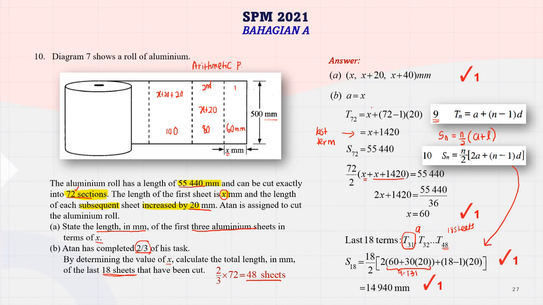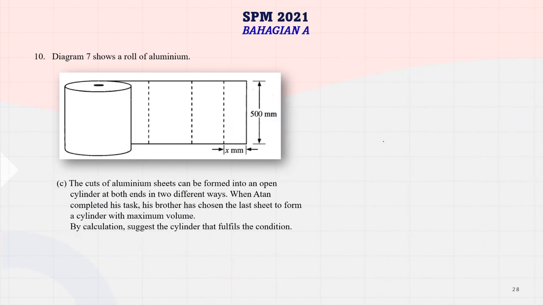Okay, so now we go to the next question. Again, the same question but part C. For C, the cuts of aluminium sheets can be formed into an open cylinder at both ends in 2 different ways. When Atan completed his task, his brother has chosen the last sheet to form a cylinder with maximum volume.